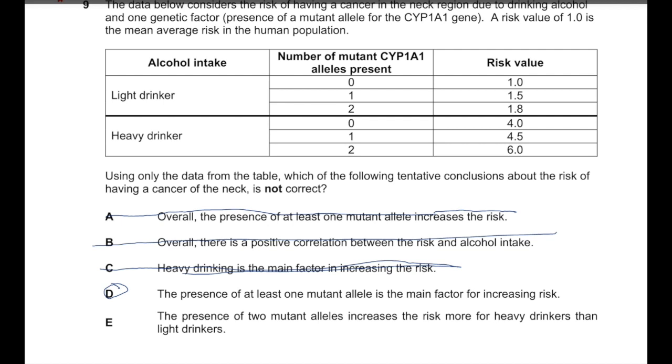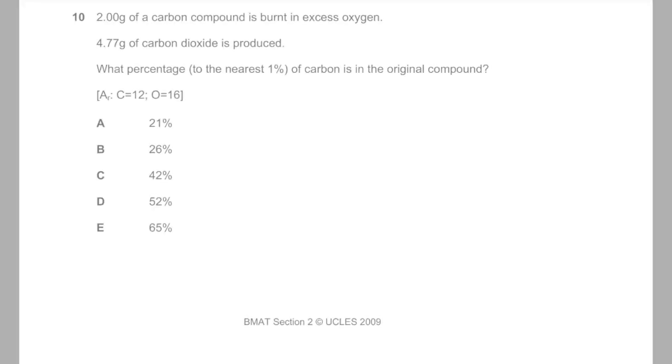And for principle's sake, I'll go through E. The presence of two mutant alleles increases the risk more for heavy drinkers than with light drinkers. This is correct because having two mutant alleles increases the heavy drinker's risk by 2, compared with an increase of 0.8 with light drinkers. And that is question 9 completed.